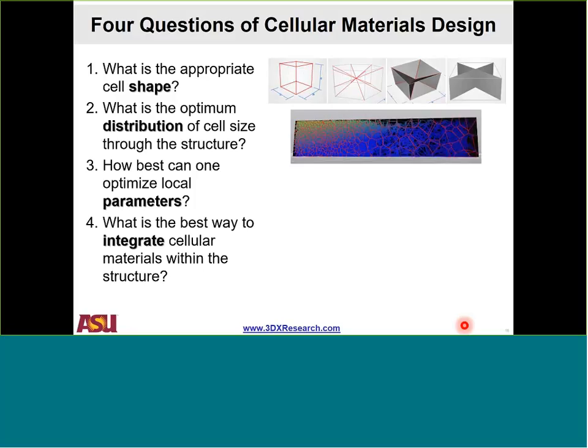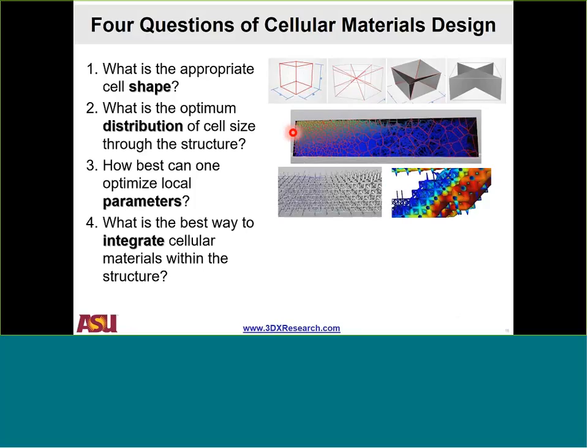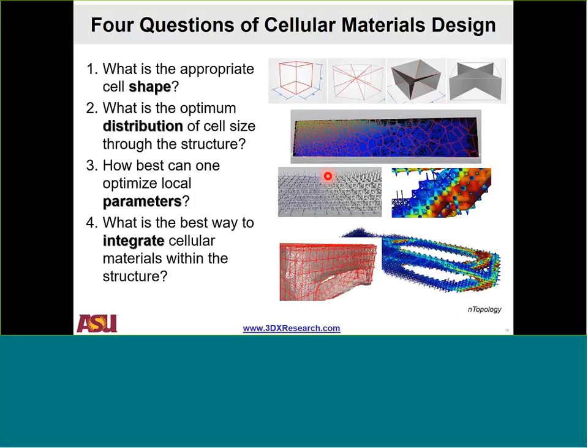It could be an aircraft wing. And do you want to go periodic from left to right, or do you want it to vary? How best can you optimize these parameters, the thicknesses, the radii? These are local parameters that will affect the global response of the structure. How best can you optimize it? And finally, what is the best way to integrate the cellular materials within the structure?